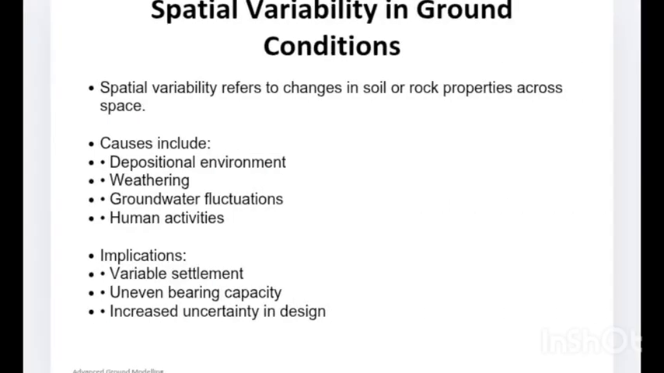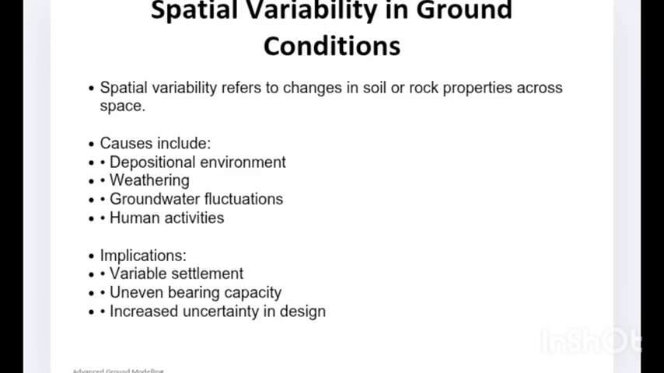Spatial variability in ground conditions. Spatial variability refers to the natural variation of soil and rock properties across space. This variation could occur both horizontally and vertically. No two points underground are exactly identical. The causes of spatial variability include the following. I always like saying that the earth is variable, it's heterogeneous. And so that's the reason we look at all of these things as engineering geologists. So let me look at the causes of spatial variability.